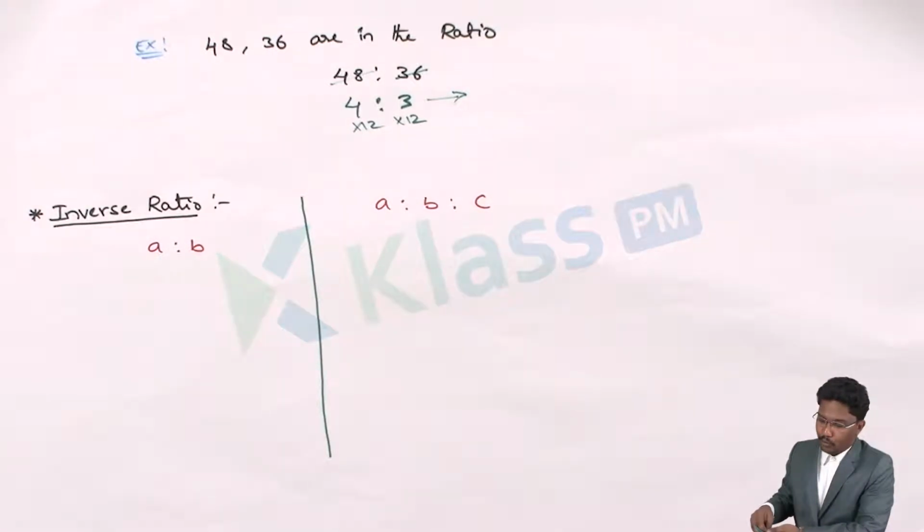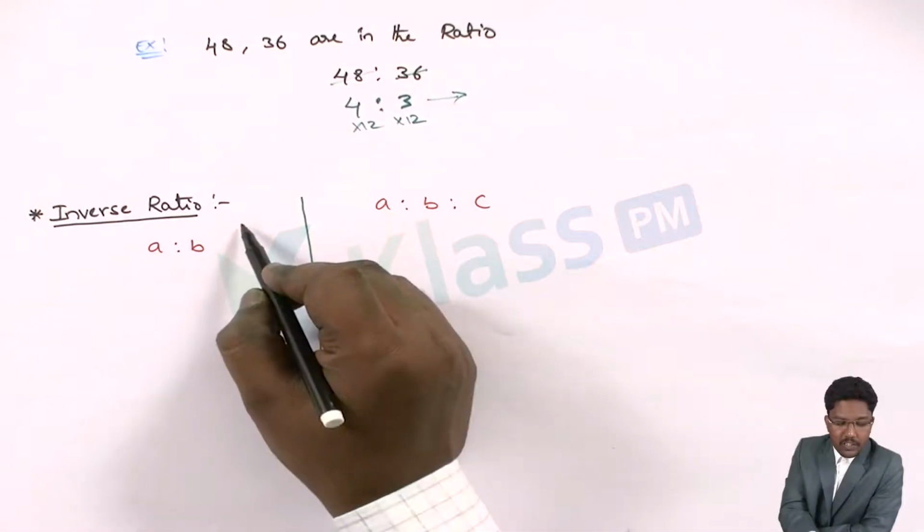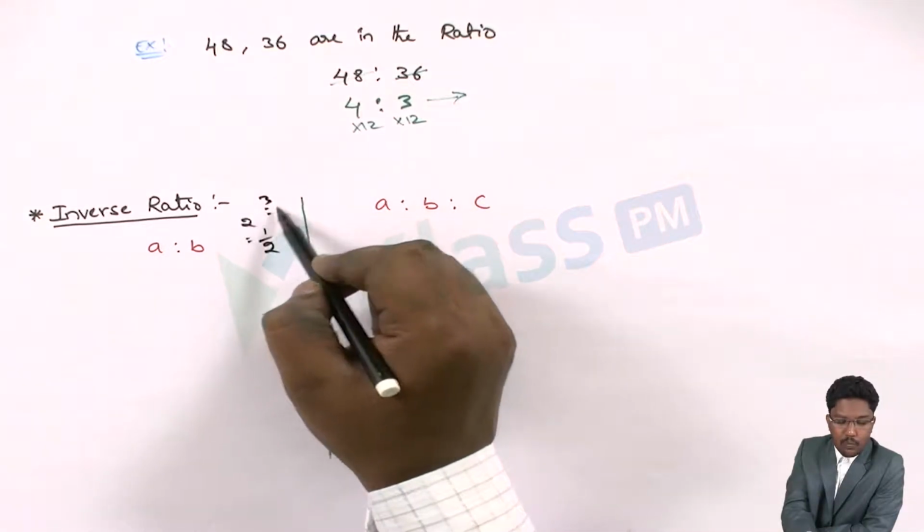So let us move to the next topic, inverse ratio. What is the inverse ratio? What is the inverse of 2? It is 1/2. Okay, the inverse of 3 is 1/3.